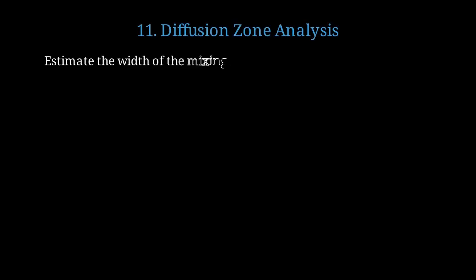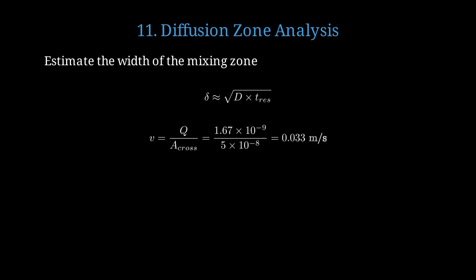Let's estimate how wide the diffusion zone becomes as fluids flow through the channel. Diffusion layer thickness equals the square root of diffusion coefficient times residence time. Average velocity equals flow rate over cross-sectional area, 0.033 meters per second, or 3.3 centimeters per second. Residence time equals channel length over velocity. 2 centimeters over 3.3 centimeters per second equals 0.6 seconds.